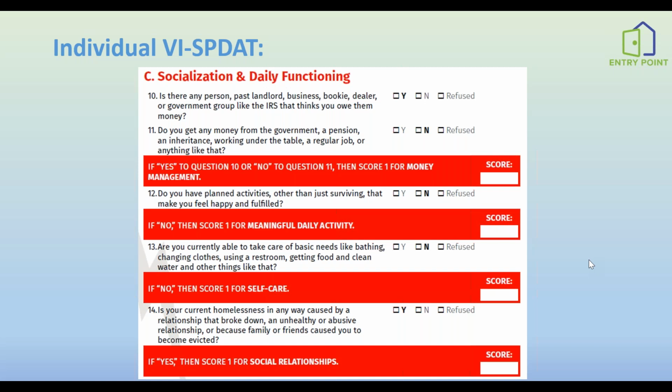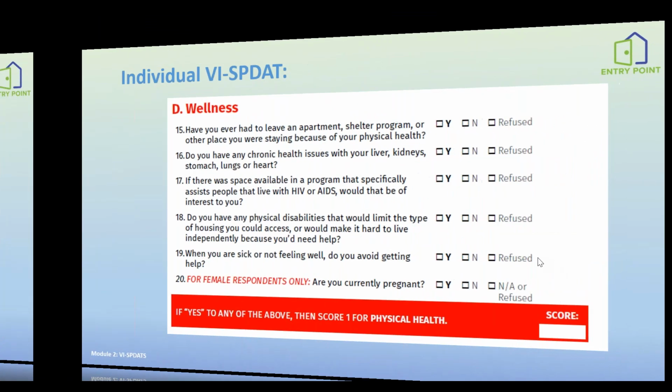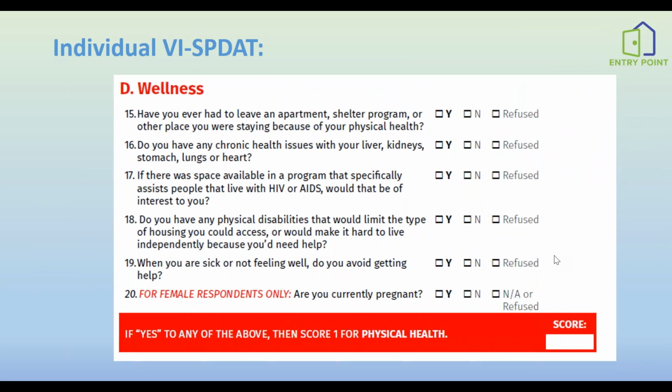Question number 14 gets at abusive relationships or family breakdown or things like that. So certainly someone who has become homeless because of fleeing violence of some kind would get a yes in this column. Section 10, the wellness section, has a bunch of yes/no questions.